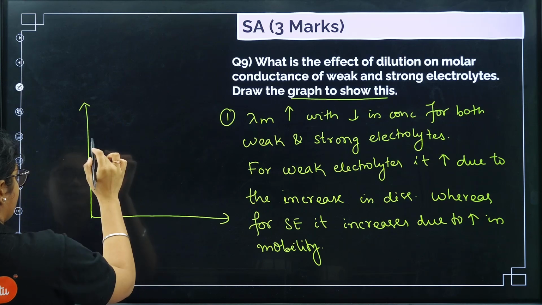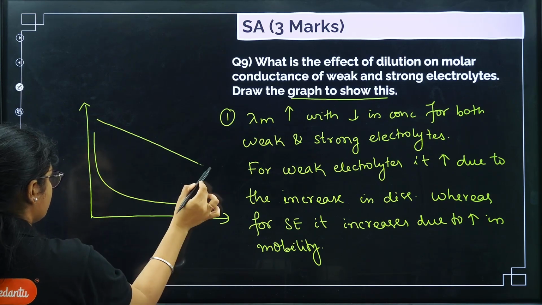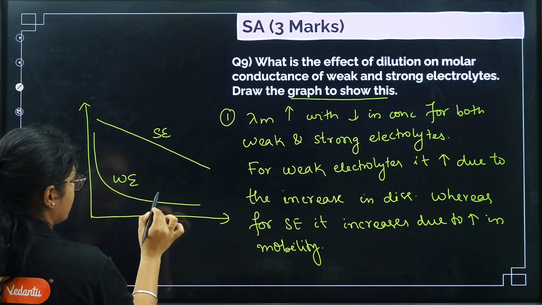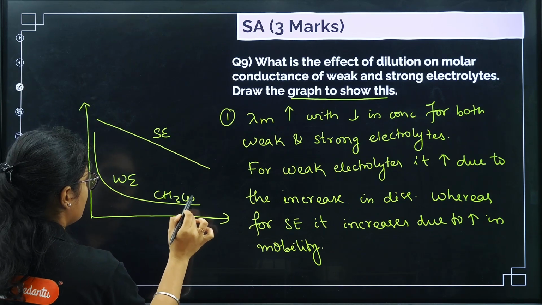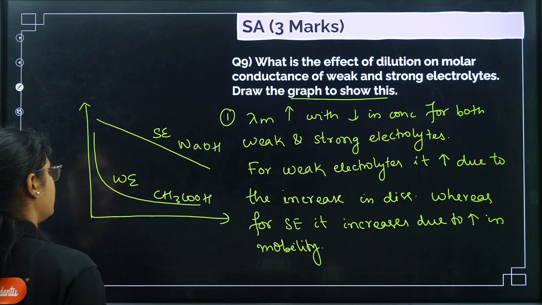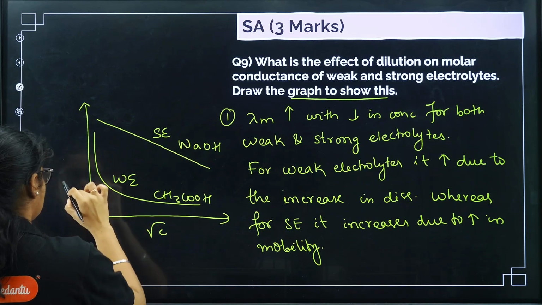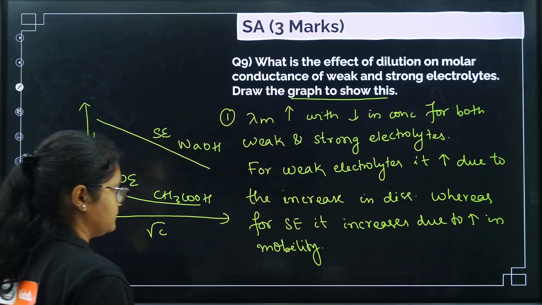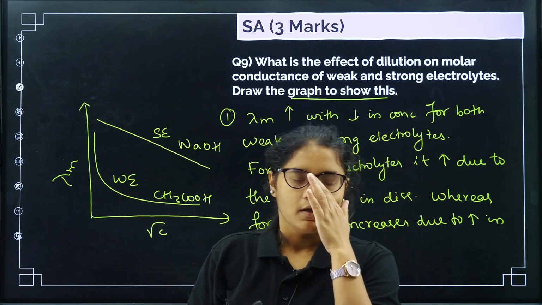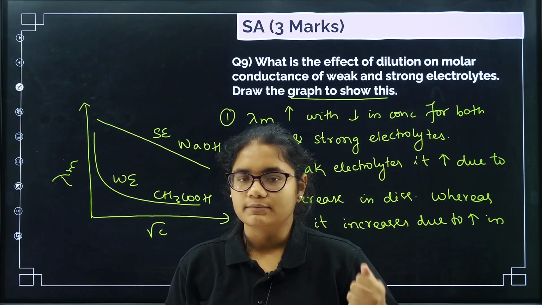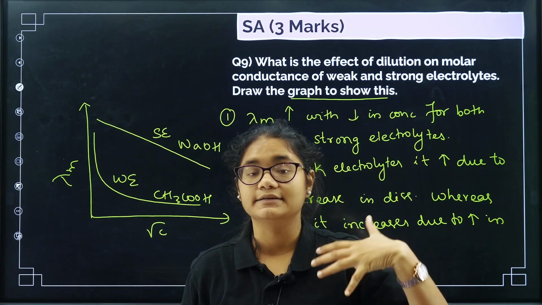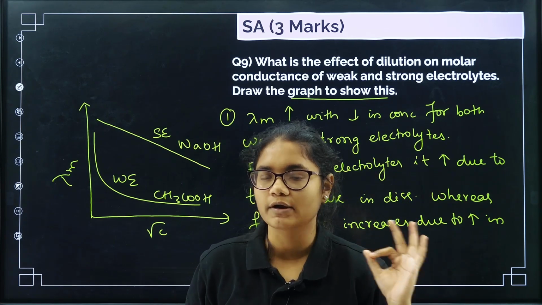So this is like this, you have to show. This is the graph of strong electrolyte and this is the graph of weak electrolyte. You can just write down the name on the graph like CH3COOH and NaOH. Here is root over C and here it is molar conductivity. Clear this one? So this concept I will tell you: whenever there is dilution, molar conductivity increases. In case of weak electrolyte it increases much more than in case of strong electrolyte.